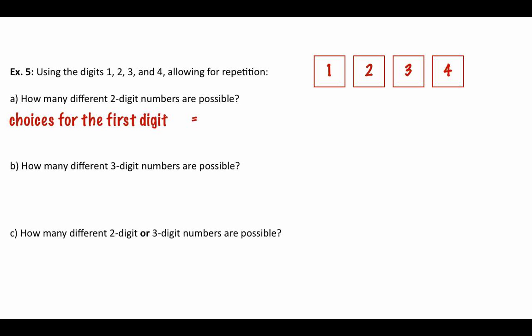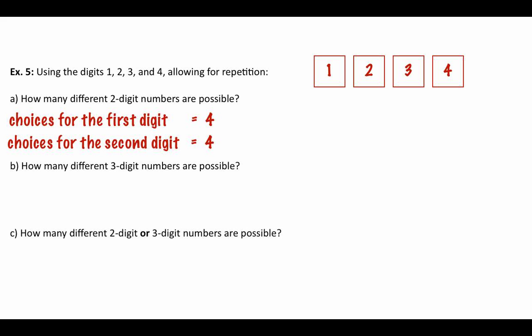Okay, so really what we've got is 2 stages. We're going to choose the first digit, and then we're going to choose the second digit. Because we have 4 numbers to choose from and we're allowed to repeat, we have 4 different choices for the first stage. Because we're allowed to repeat, when we move to the second stage and choose the second digit, we also have 4 choices.